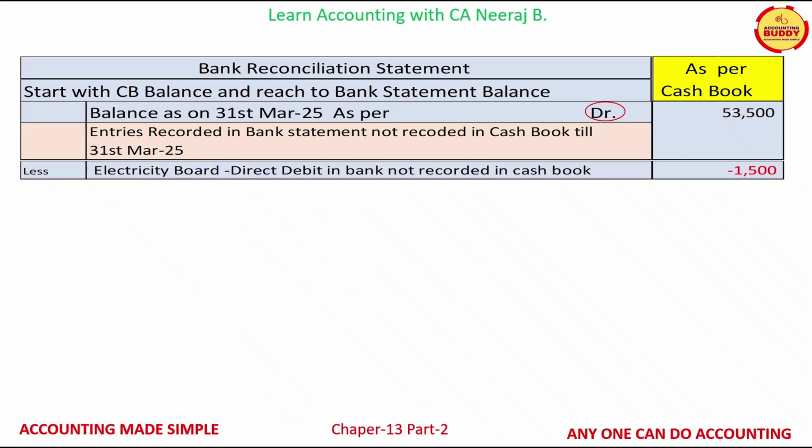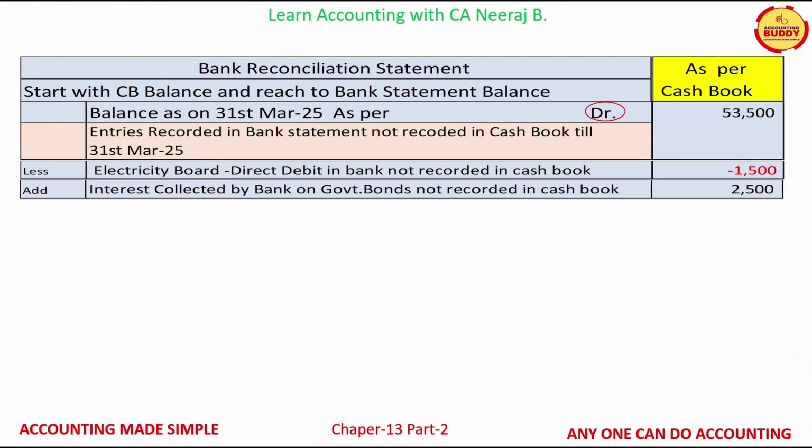First is electricity expenses of $1,500. This amount is debited in the bank statement and thus the bank balance is reduced by $1,500. Therefore, this amount will be deducted from the cash book balance. Next is an amount of $2,500 received as interest by the bank, and as a result of this the bank balance is increased by $2,500. Therefore, this amount will be added to the cash book balance to increase the balance of the cash book also.